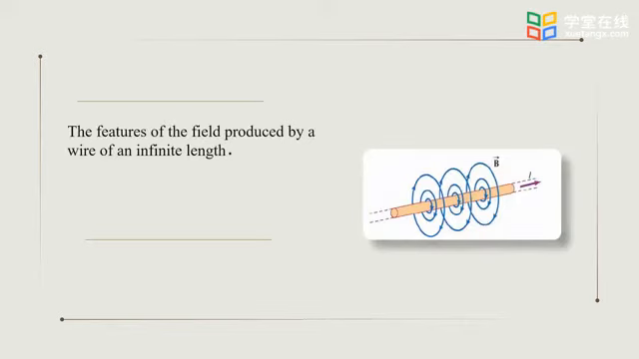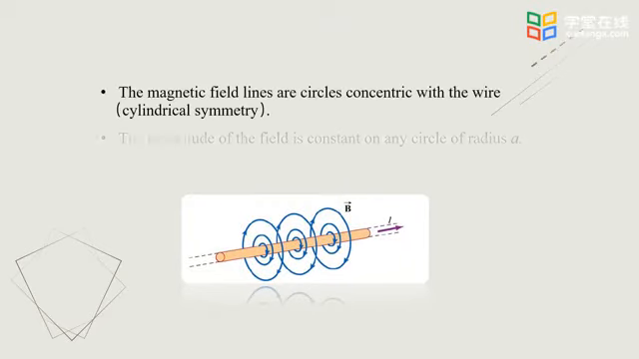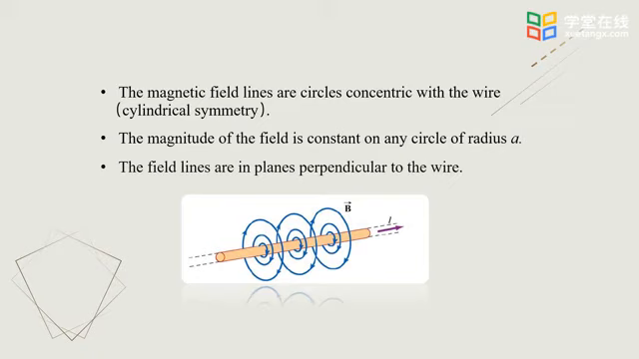Okay, let's examine the features of the field produced by a wire of infinite length. From this expression, we can see that B has the same value for all points distance a from the wire. Correspondingly, the system has a cylindrical symmetry, and the magnetic field lines are circular as shown in this figure. The magnetic field lines are circles concentric with the wire, so the magnitude of the field is constant on any circle of radius a. The field lines are in planes perpendicular to the wire.